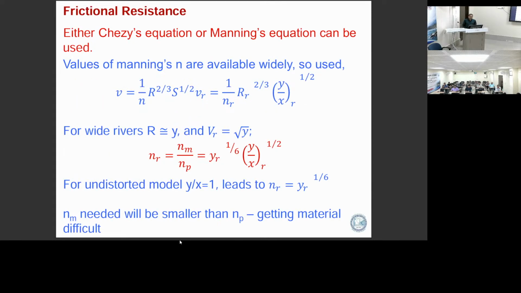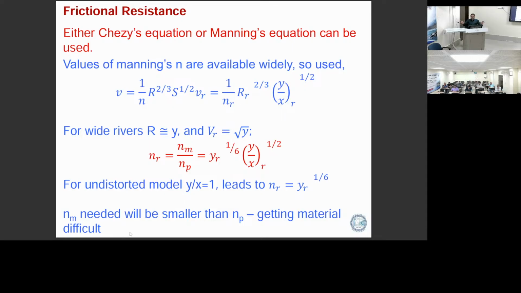Now coming to the Manning equation. These two equations are the main equations used for deriving the model scales. So here you can see V is equal to 1 by n. This is Manning's formula. You know, 1 by n, R to the power of 2 by 3 and S to the power of half. So R is A by P, the hydraulic radius. The slope is the change in depth over this distance, y by x, to the power of 1 by 2.